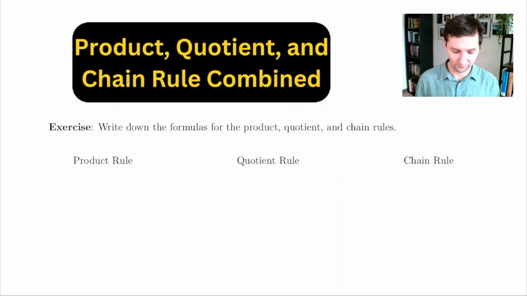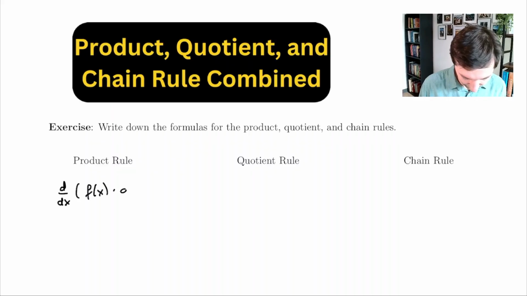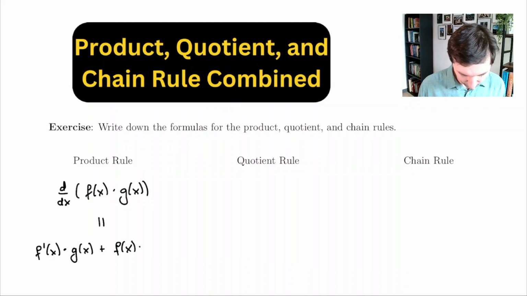The product rule says that if you want to take the derivative of the product of f of x and g of x, you simply take the derivative of the first function, multiply it by the second function, and add to it the first function multiplied by the derivative of the second function.